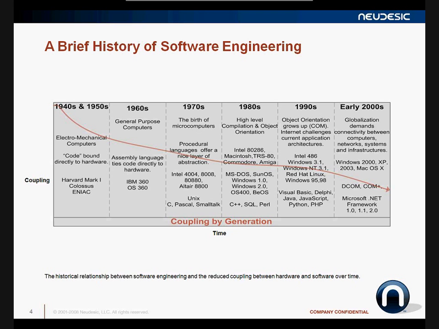And as we evolve, each decade brings with it a significant advancement in technology, which is really a result of chipping away at that coupling problem. So assembly language allowed us to tie code directly to hardware. Procedural languages offered a nice layer of abstraction over that. Then we moved into high-level compilation, object orientation, components, and eventually services.